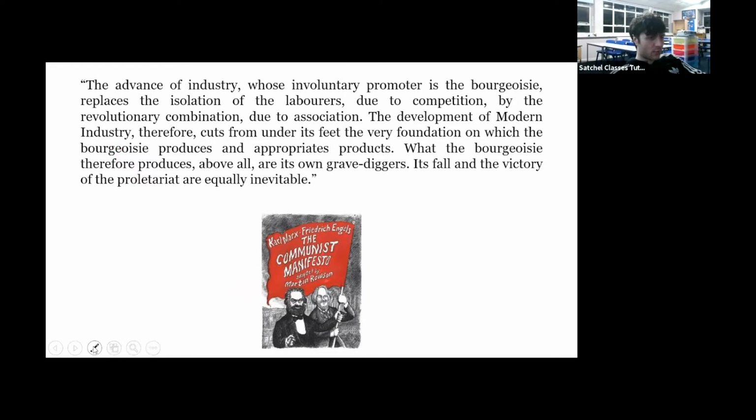Oh, we're stuck on my laser pointer. Let me get rid of that.